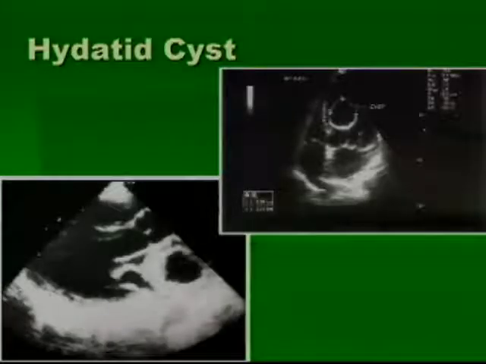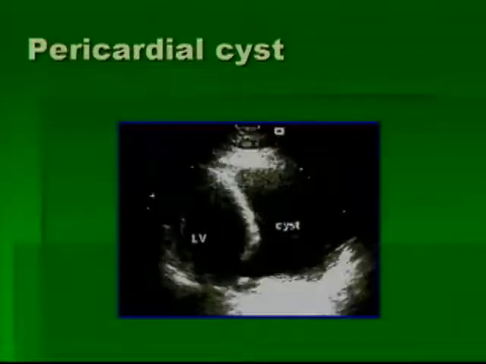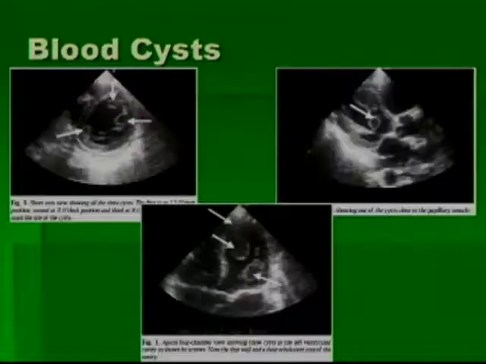Here's an example of a hydatid cyst, or at least two hydatid cysts, that are seen within the heart. And this is a pericardial cyst. You can see how it's compressing the left ventricle. And here are some blood cysts. These are not necessarily arising from the valvular structures, but they're very disturbing in appearance.